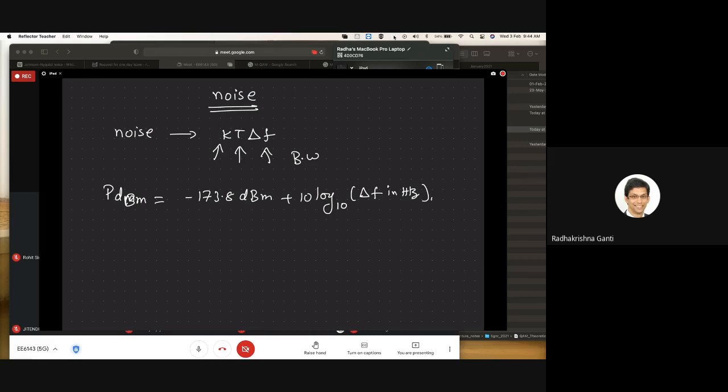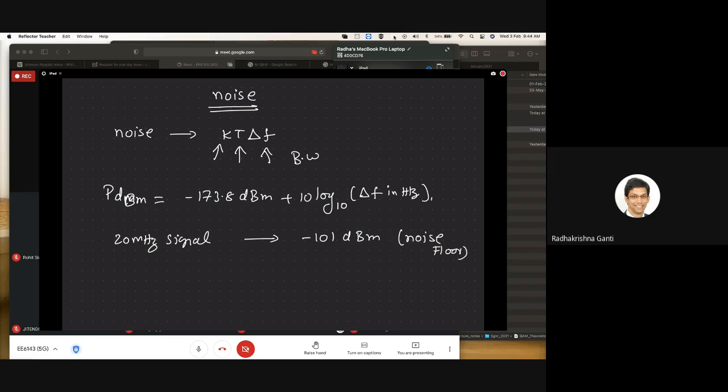If you look at this formula, the noise that gets added is proportional to the temperature and to the bandwidth. If you have a larger bandwidth signal, a larger amount of noise gets added, because noise is there at all frequencies. For example, for a 20 megahertz signal, which is typically your Wi-Fi, the noise that gets added is minus 101 dBm. This is also called the noise floor.